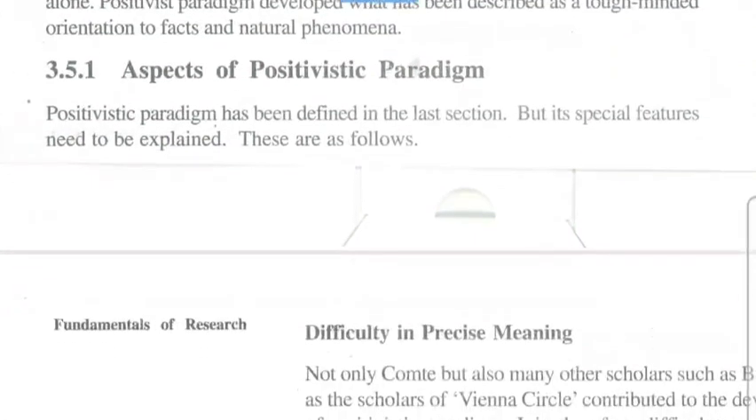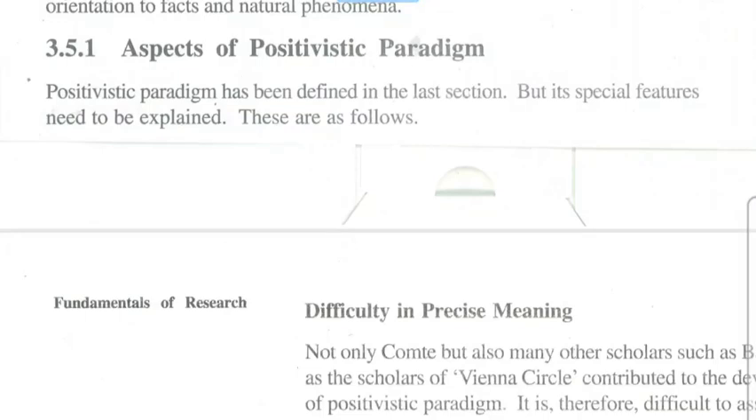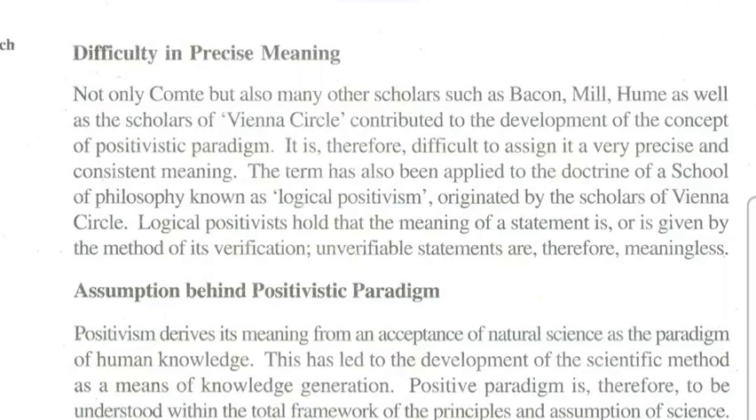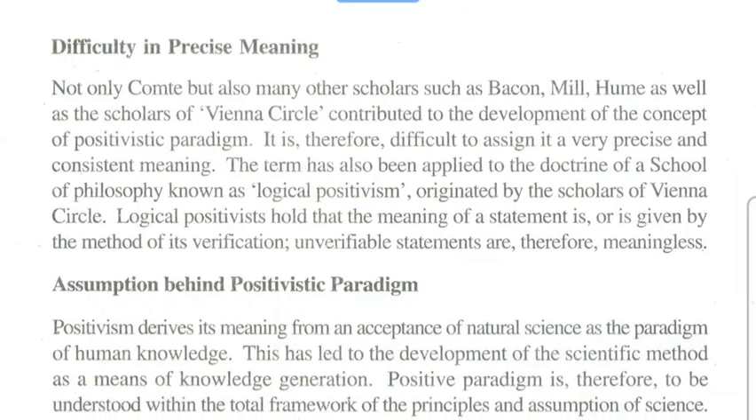3.5.1 Aspects of Positivistic Paradigm. The positivistic paradigm has been defined in the last section, but its special features need to be explained. These are as follows. Difficulty in precise meaning. Not only Comte, but also many other scholars such as Bacon, Mill, and Hume, as well as the scholars of the Vienna Circle, contributed to the development of the concept of the positivistic paradigm. It is, therefore, difficult to assign it a very precise and consistent meaning.